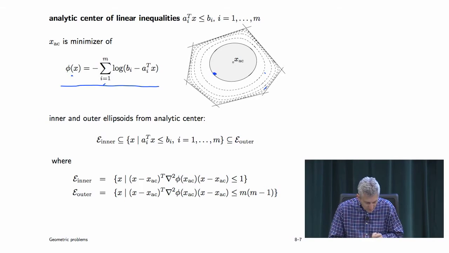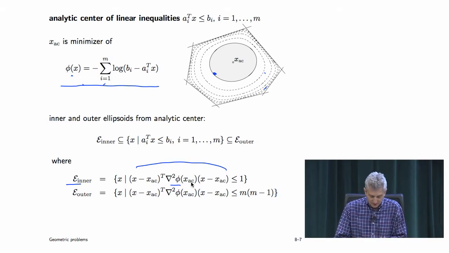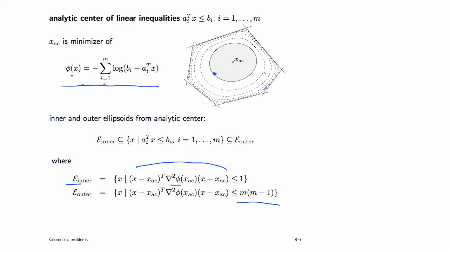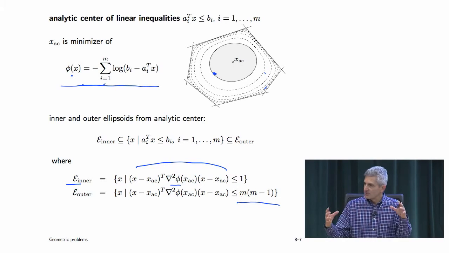Now, it turns out there are guaranteed approximations. If you go to the analytic center and take the ellipsoid defined by the Hessian of the analytic center, with a 1 here, that always lies inside the set, and this one always lies outside the set, covering it. This is a worse approximation ratio than the maximum volume one, and the reason is this. This number here is m squared. You take the square root and that gives you the expansion size, right?